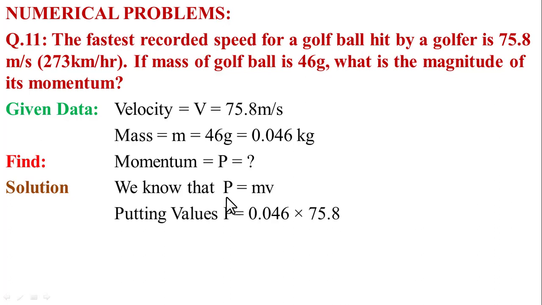Now putting the values, P is equal to 0.046 multiplied by 75.8. Then the momentum of the body P is equal to 3.4868 Newton second. The SI unit of momentum is Newton second. So the momentum P is equal to 3.4868 Newton second. Now we can say the momentum P is equal to 3.49 Newton second.